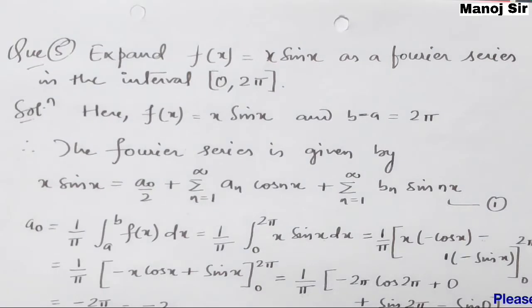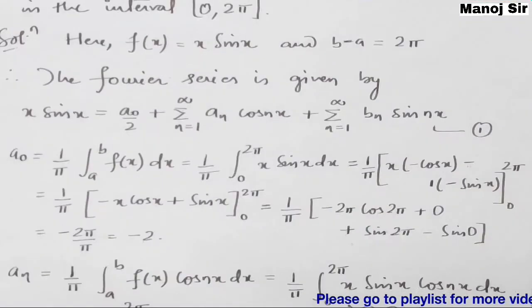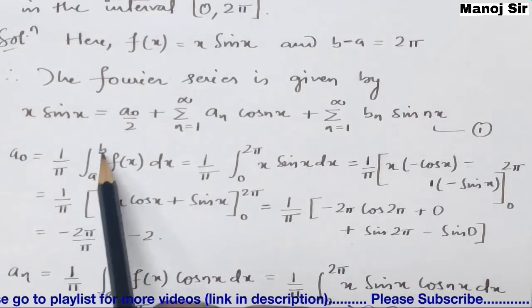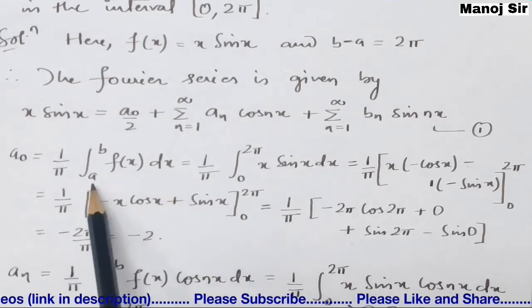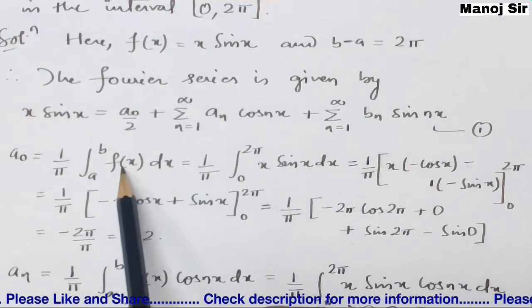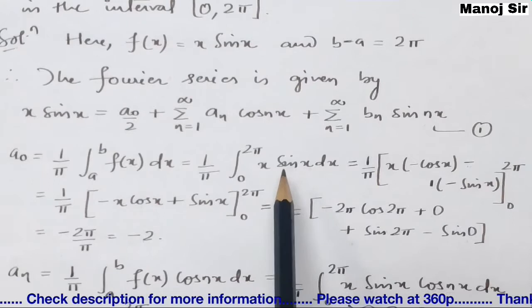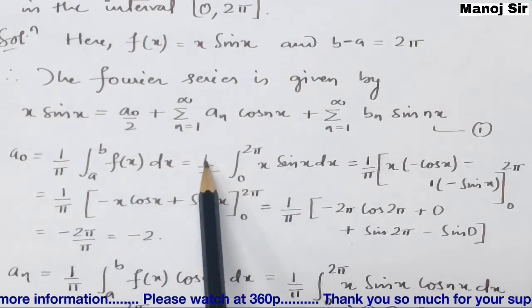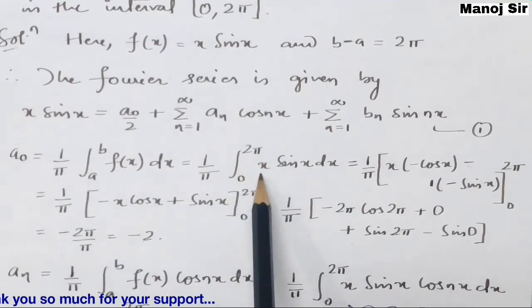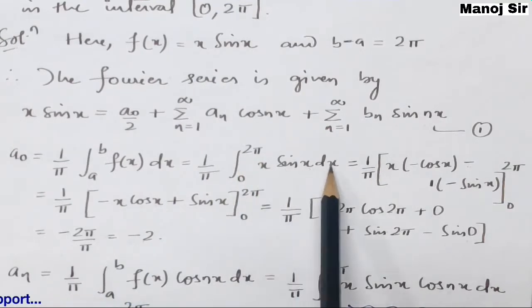First of all we need to find a naught. Here a naught equals 1 upon pi integration a to b f of x dx. A is 0, b is 2 pi, and f of x is x into sin x. So a naught equals 1 upon pi integration 0 to 2 pi of x into sin x dx.